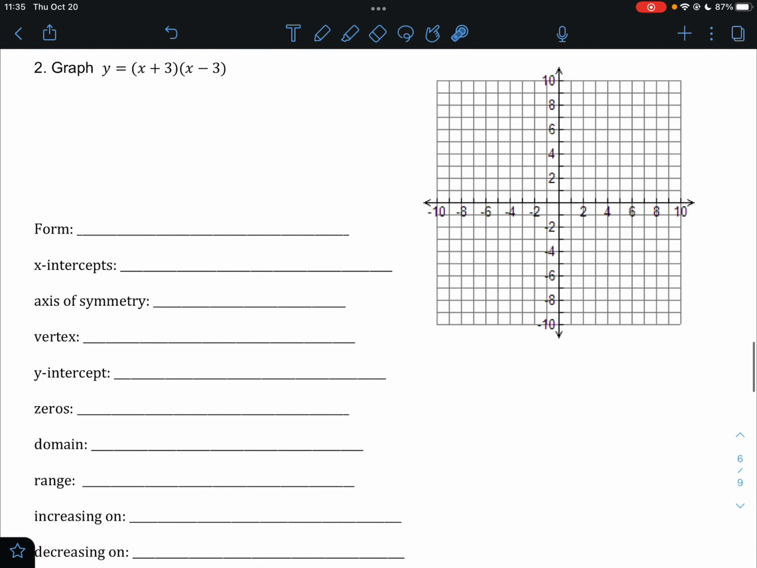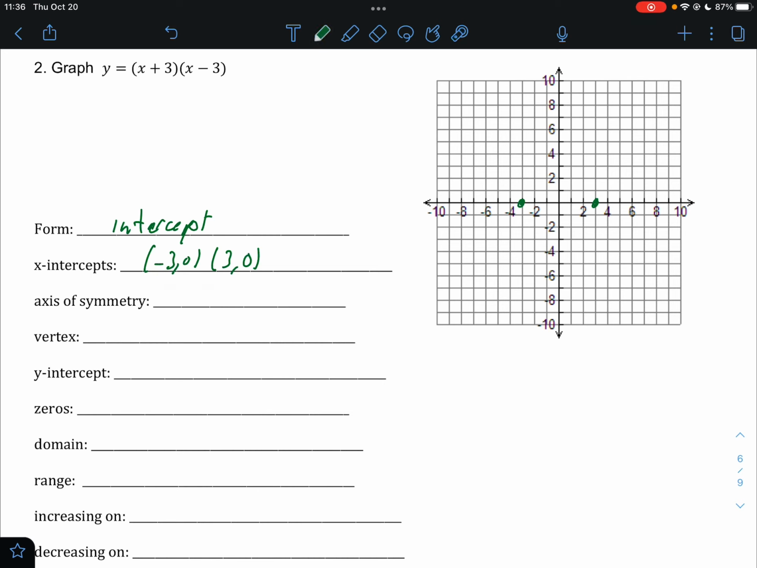All right, so our goal today is to be able to graph all of these in any form that we're given. This first one is given to us in intercept form. What does that mean? It means that the x-intercepts are going to be really easy to find. Negative 3 comma 0, 3 comma 0. Let's plot those. Now the x-coordinate of the vertex would be in the middle of those two.